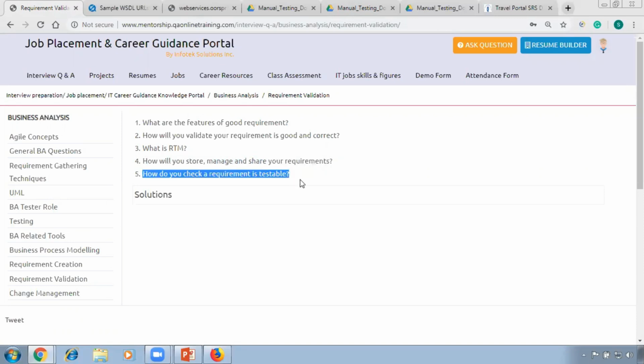How do you check that a requirement is testable? For every requirement, we have to check how critical and important it is. If it is important and critical, that means it is to be tested. Another thing is, whenever you look at a requirement, you start thinking about how you will test it and what the approach will be. So if the requirement is accepted, that means it will be acceptable also. All these questions can be asked from this section.